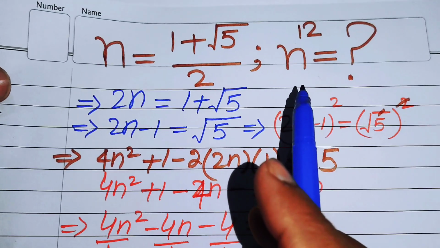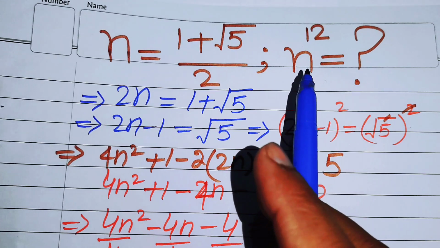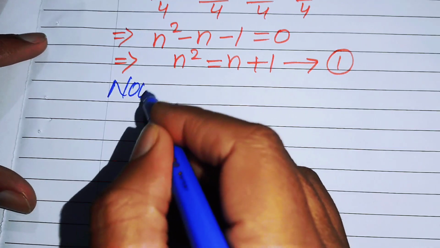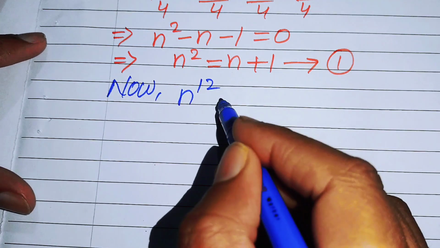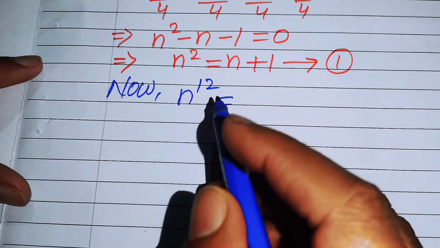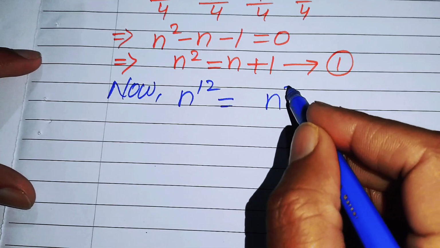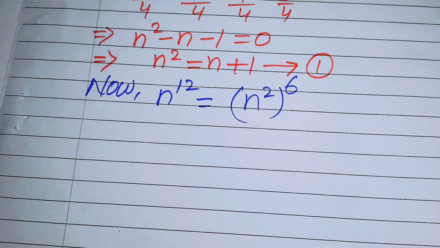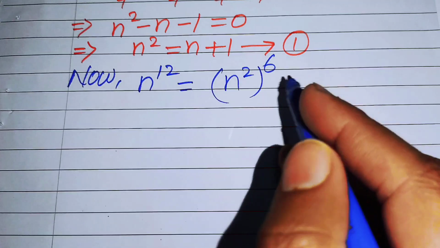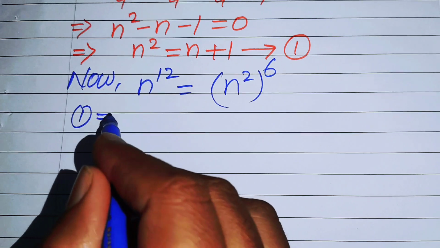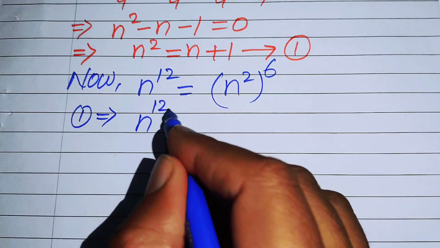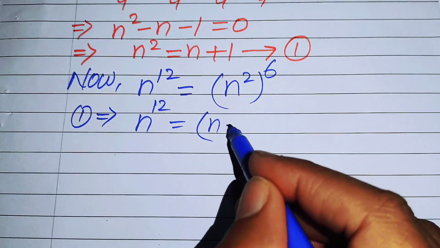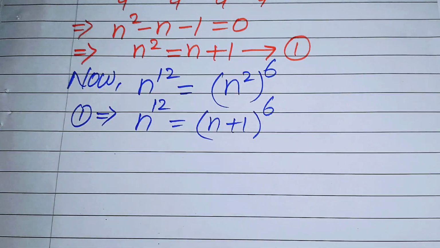Our finding is that we need to find the value of n to the power of 12. In order to find the value of n to the power of 12, we first write n to the power of 12 as n square and its whole power 6. And now we use the above equation 1. Equation number 1 implies that n to the power of 12 equals, we substitute the value of n square, which is n plus 1, and it becomes (n plus 1) whole power 6.